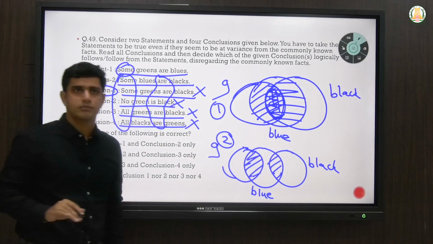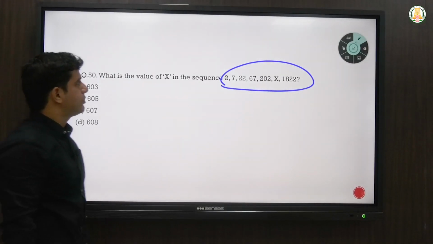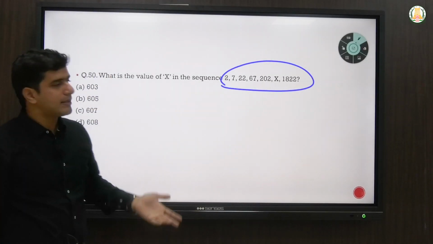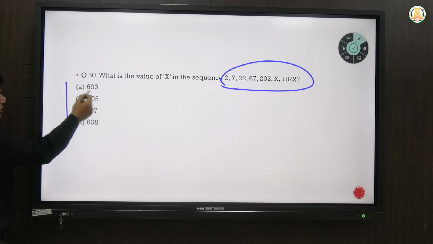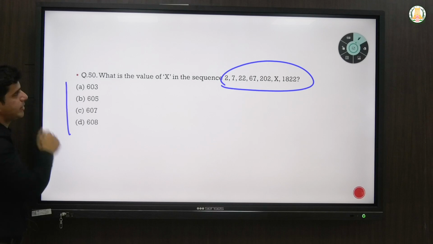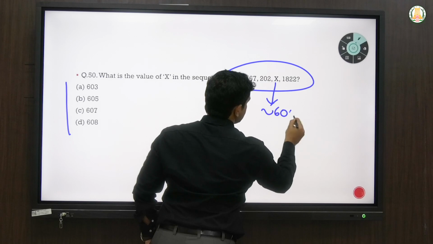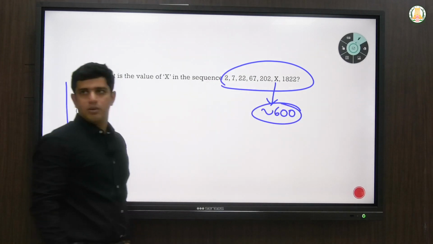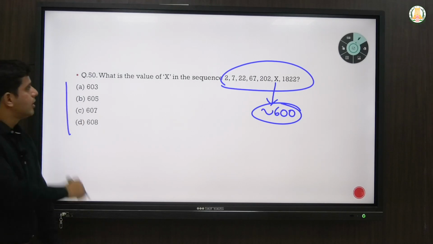Okay, shall we continue? We got another sequence again. With this kind of sequence question, you need to be careful and first find out a pattern and then see how to answer them. If you see the options also, they are close, in the range of 600 to 610. So you can assume that X will be somewhere in the range of 600. Always look at the options for a better understanding of the question.